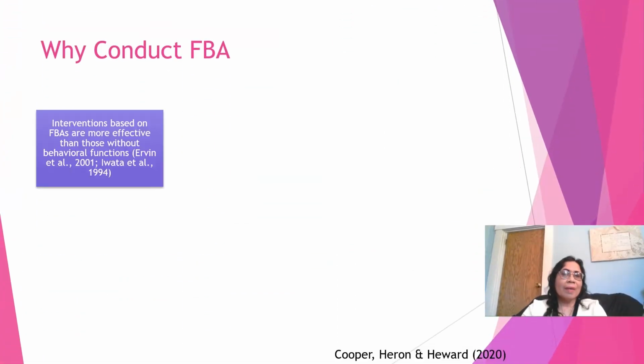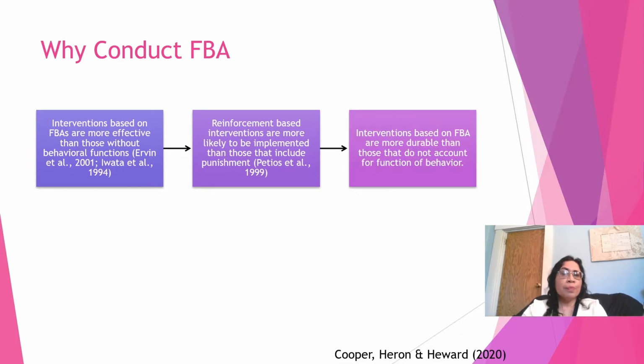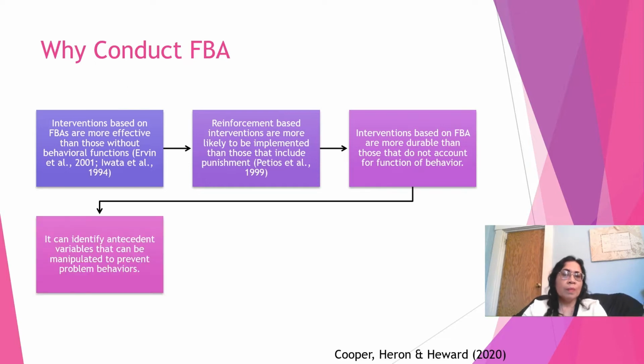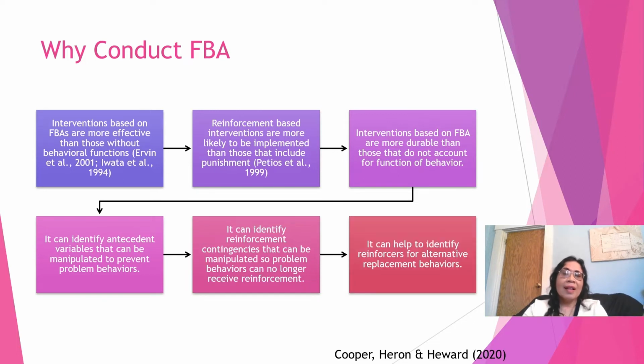Why conduct FBA? First, interventions based on FBAs are more effective. Reinforcement-based interventions are more likely to be implemented. Interventions based on FBAs are more durable. FBA can help in identifying antecedent variables so that we can create antecedent strategies. FBA helps in identifying reinforcement contingencies and we can create consequence strategies. Lastly, FBA helps in identifying reinforcers for alternative replacement behavior.